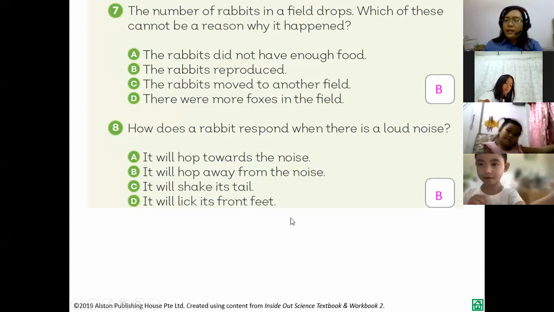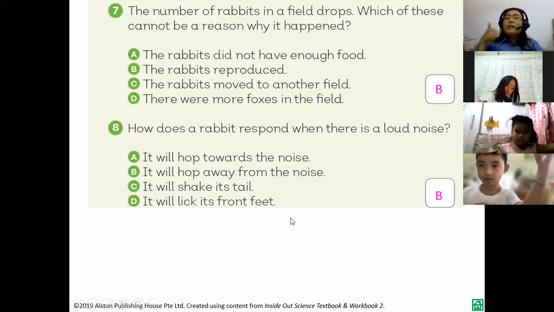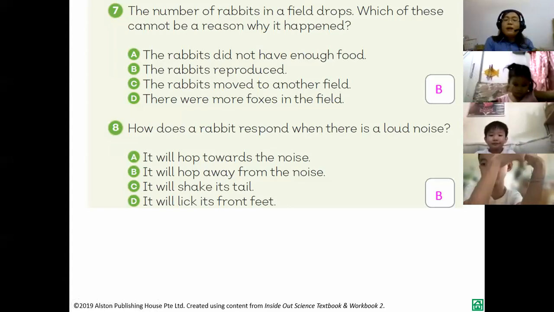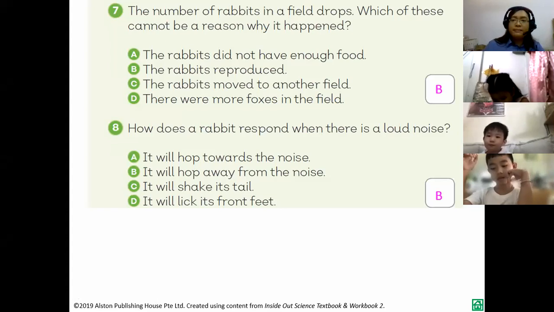Letter B. Okay. Yes, that's correct. So the rabbit will hop away. They will run from the noise.